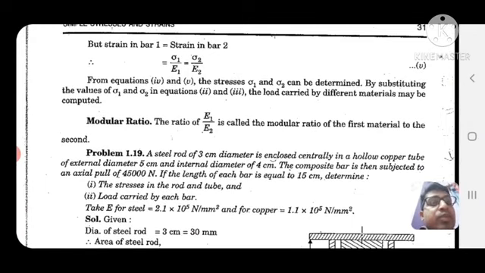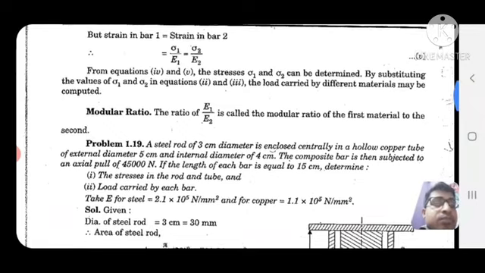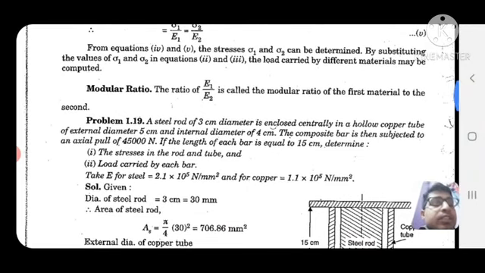From equations 4 and 5, stresses sigma 1 and sigma 2 can be determined by substituting the values. Another one is the modular ratio. The ratio of capital E1, Young's modulus of material 1, and E2, modulus of elasticity of material 2, is called the modular ratio of the first material to the second.